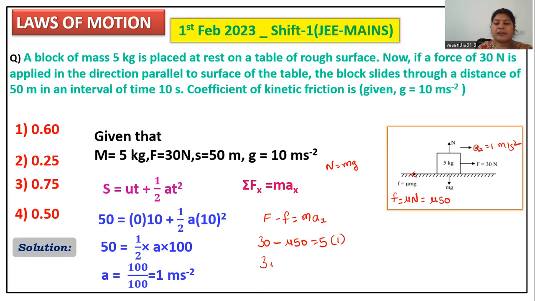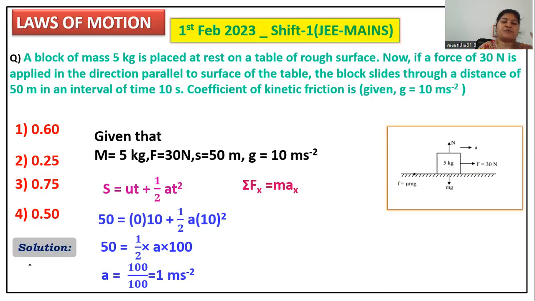Now, 30, bring this 5 into 1 to this side and it becomes minus 5, equals mu into 50. 30 minus 5 is 25. So 25 equals mu into 50, which implies mu equals 25 by 50, which is 1 by 2, nothing but 0.5. Coefficient of friction has no unit. So mu is equal to 0.5. The fourth option is correct.